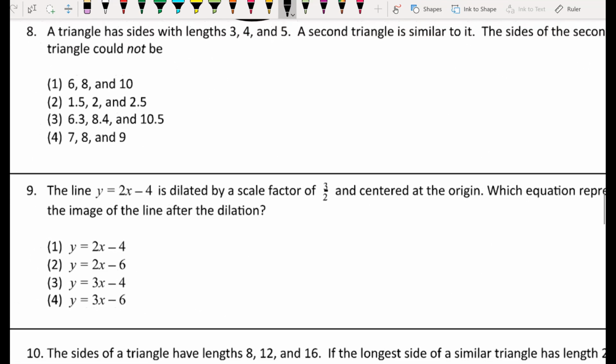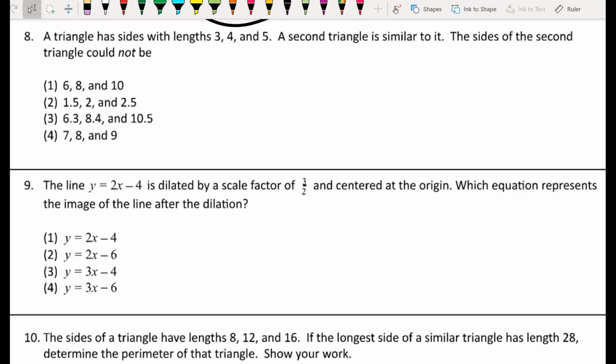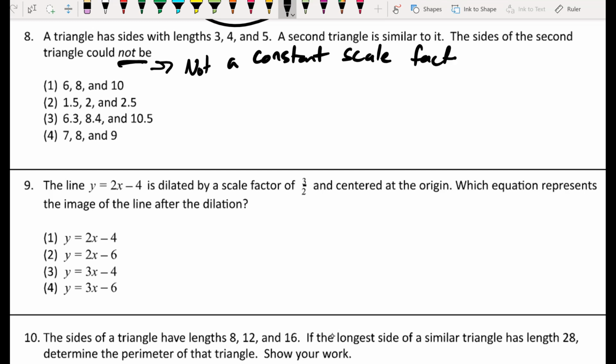A triangle has side lengths 3, 4, and 5. A second triangle is similar to it. The sides of the second triangle could not be... So I'm looking for not a constant scale factor. Right, so if I'm looking through these, my side lengths are 3, 4, and 5. If I take all of those, and I let the scale factor be equal to 2, my side lengths would be double, so I'd have 6, 8, and 10. So I know 1 could be some possible side lengths for that triangle.